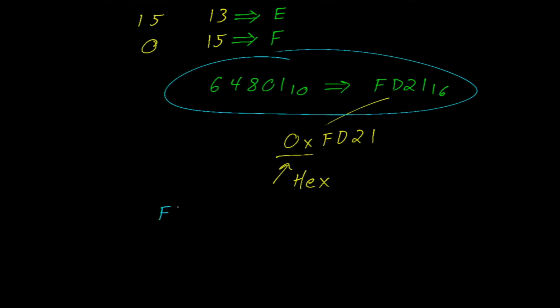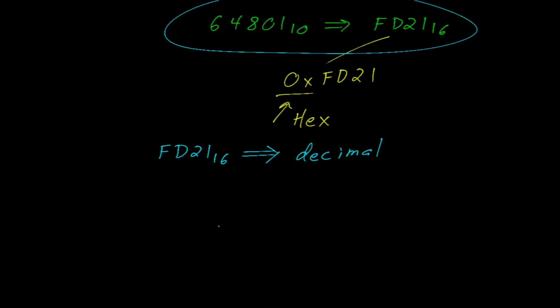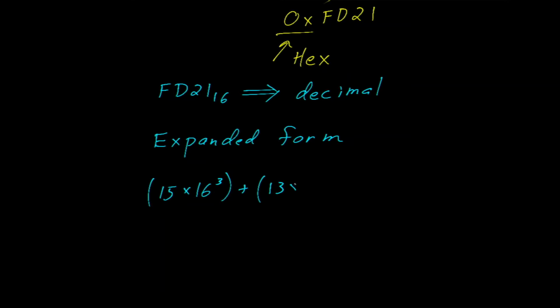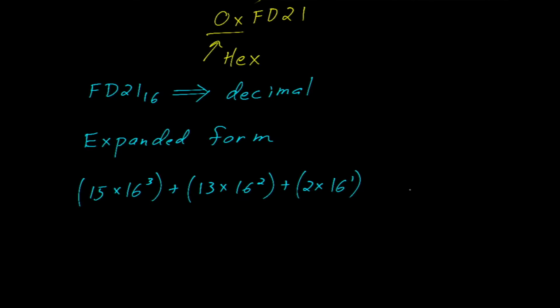We have the number FD21. We want to convert that into decimal. Once again, expanded form. That F becomes a 15, so that's 15 times 16 cubed, plus D, which becomes 13, times 16 squared, plus 2 times 16, plus 1 times 1.